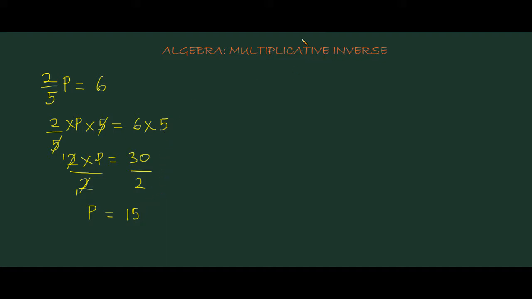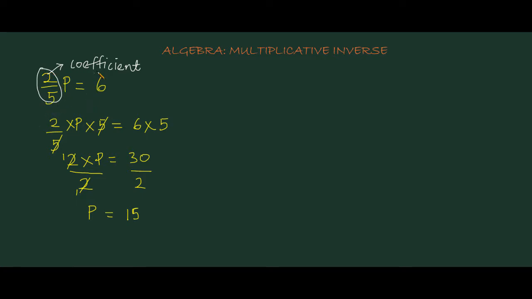Or by using the multiplicative inverse, first of all, any number that is always written beside an alphabet or unknown is always called the coefficient. This is called the coefficient. So the coefficient of p is 2 over 5 because that's the number beside p.